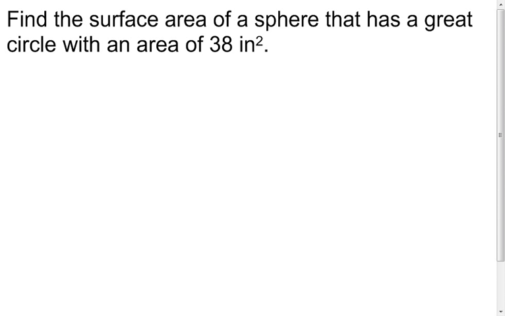Now here my next one, I want to calculate the surface area of a sphere. This time it tells me that the area of the great circle is 38 square inches. Now remember, a great circle is a circle on the sphere that has the same center as the sphere. Well, if it has the same center, that means the radii of the sphere and the circle are going to be equal in length. So if I go back to my surface area formula, 4 times pi times r squared, all we need is the radius.